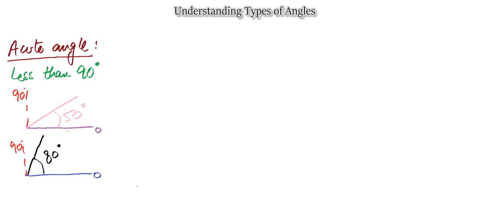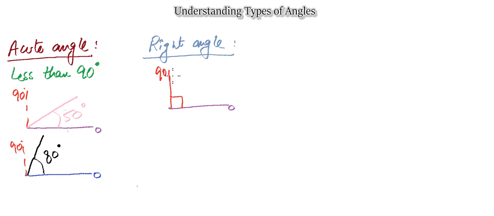Moving on from the acute angle becomes my right angle. Now right angle, again, if we have my 0 line, my baseline, right angles are exactly 90 degrees. Not an angle less, not an angle more. Exactly 90 degrees. It forms a perfect right angle sign over here, which shows that this is the right angle.